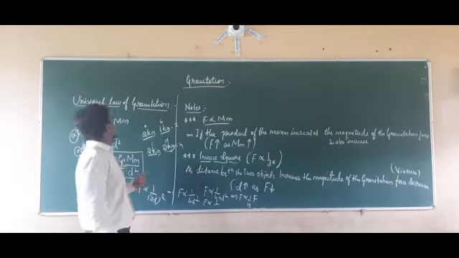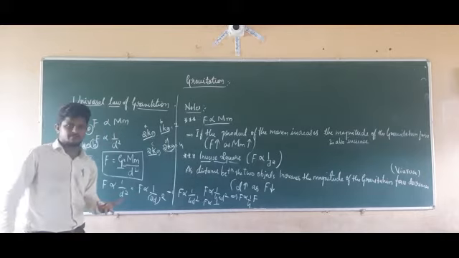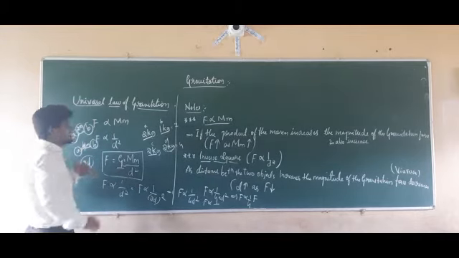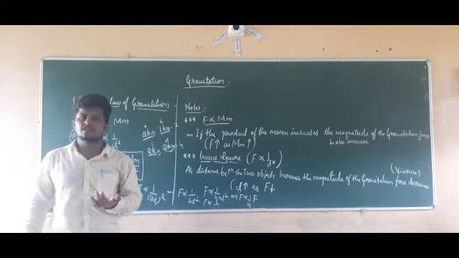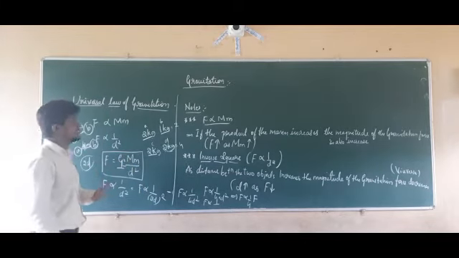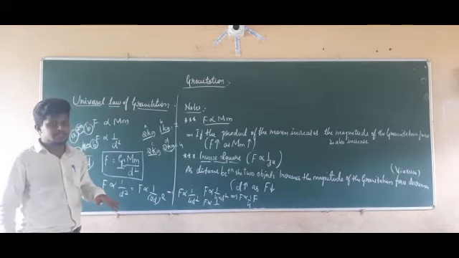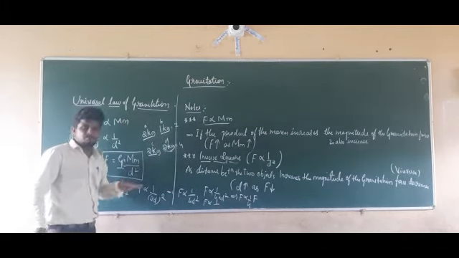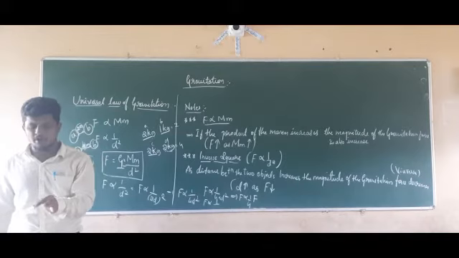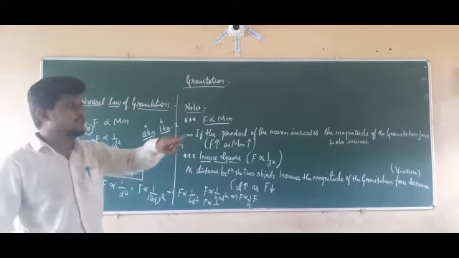Now what do you mean by universal law of gravitation? Why are we stating it as the universal law of gravitation? It is not just stated as the law of gravitation. So universal law of gravitation means this law is applicable for each and every body which is present in the universe.